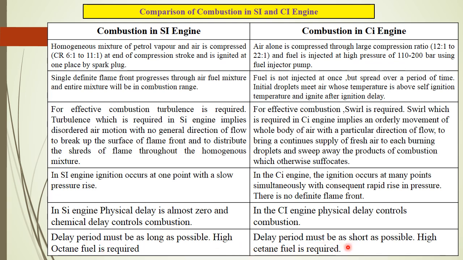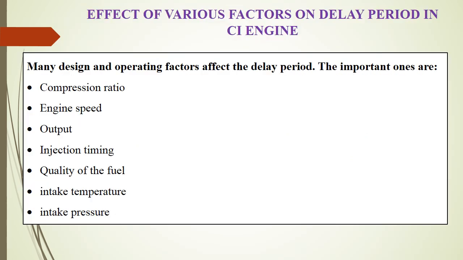In CI engine, the delay period must be as short as possible, and high cetane fuel is required. So a short delay period is required in case of CI engine. In case of SI engine, a longer delay period is required: high octane fuel for SI, high cetane fuel for CI. So that is the comparison of combustion in SI engine and CI engine.